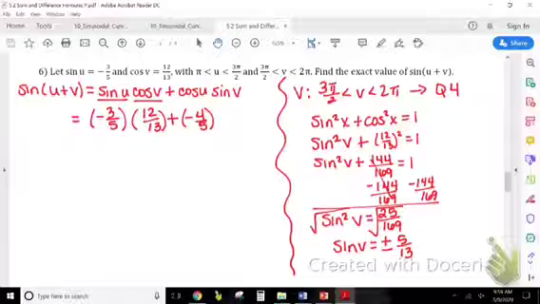So we found that sine of v is equal to positive or negative 5 over 13. But we're in quadrant 4, so which one are we going to use? What is our sine of v going to equal? It's going to be negative. Good. So I know that sine of v then is negative 5 over 13. And now all we have to do is simplify this.